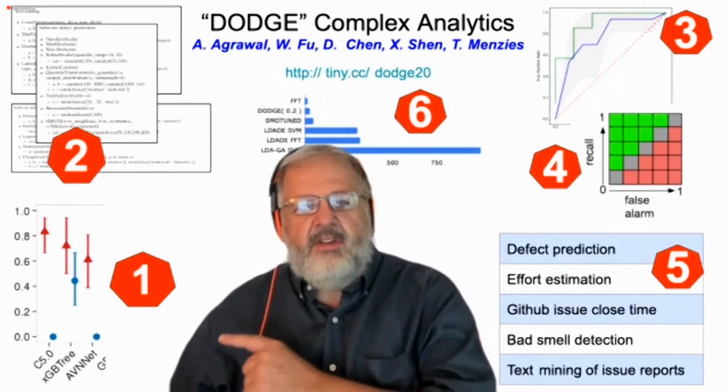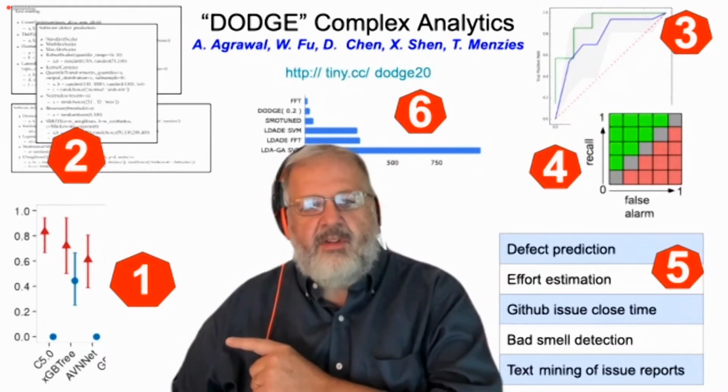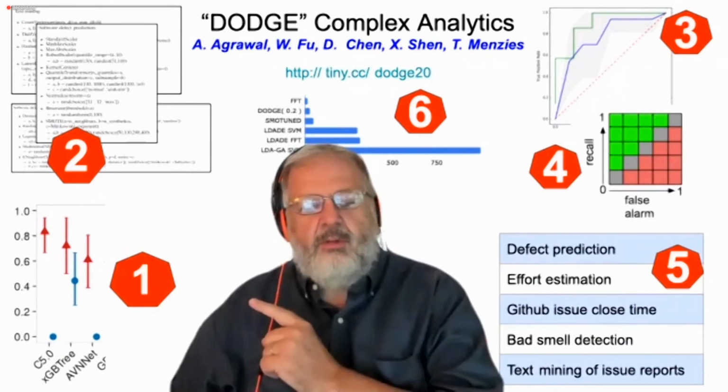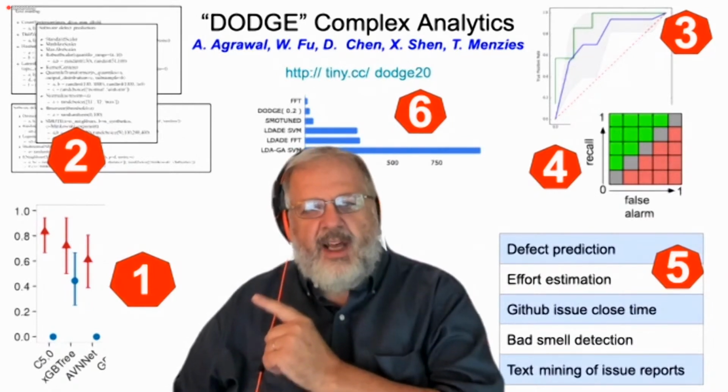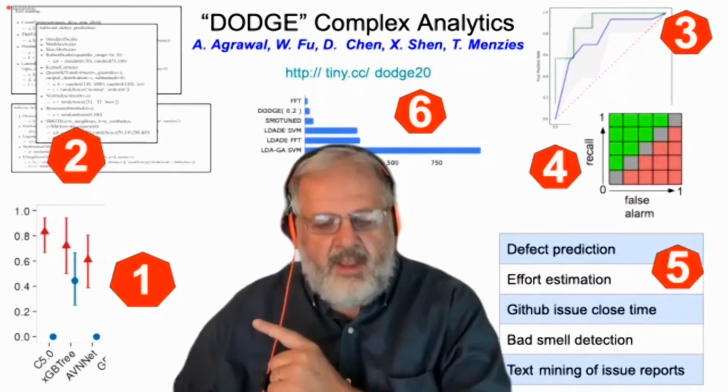So over here, you see the effects of that. Can you see a little blue circle called C5.0? That's its performance before tuning. And can you see up there a little red triangle? Its performance after tuning is doing dramatically better. So tuning is a really good thing. It should always be done.